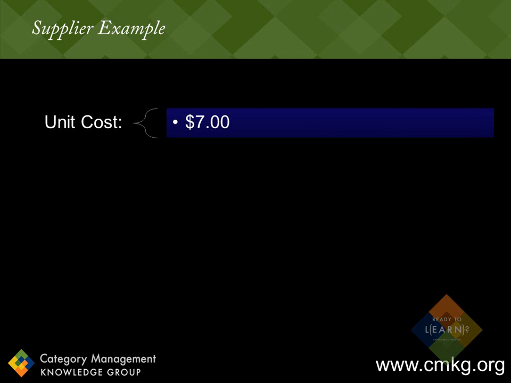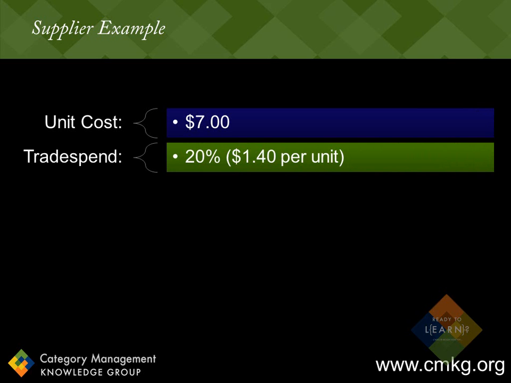I'm going to walk you through a supplier who wants to calculate return on investment requirements when booking a promotion. This supplier's product is sold to the retailer at a unit cost of $7, with a trade spend of 20%, which works out to $1.40 per unit or 20% of the $7 cost. So this 20% is the money available to spend on the promotion.